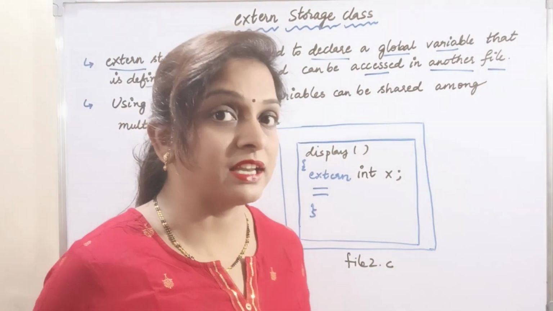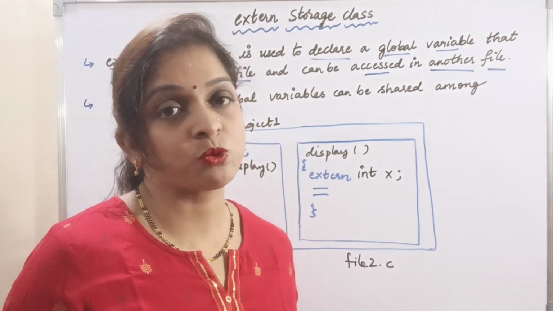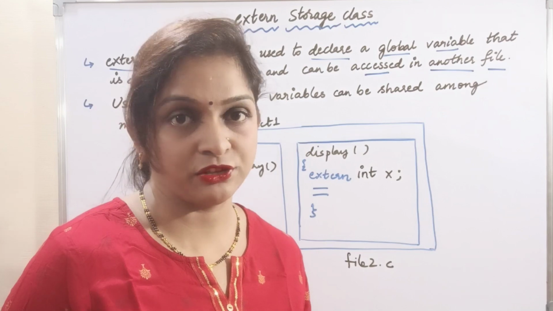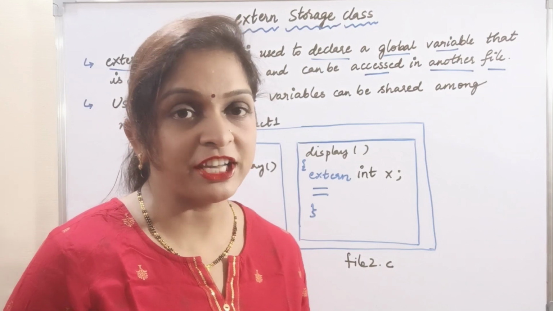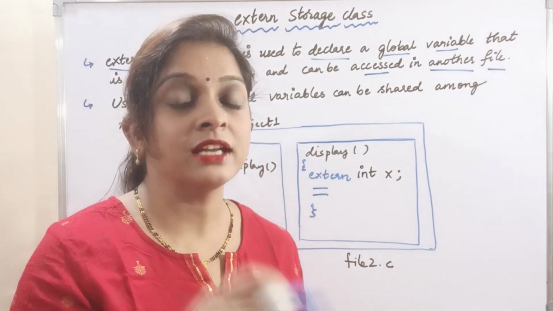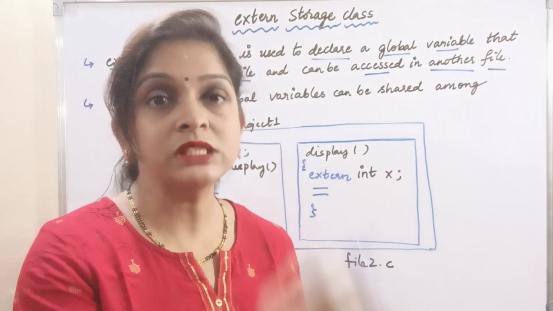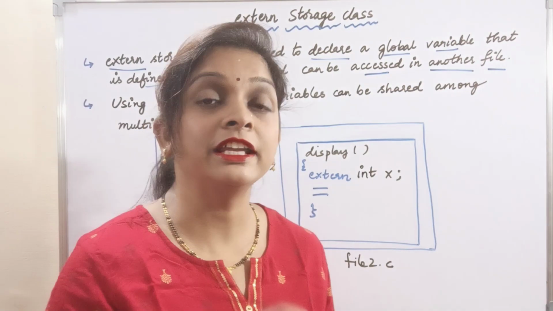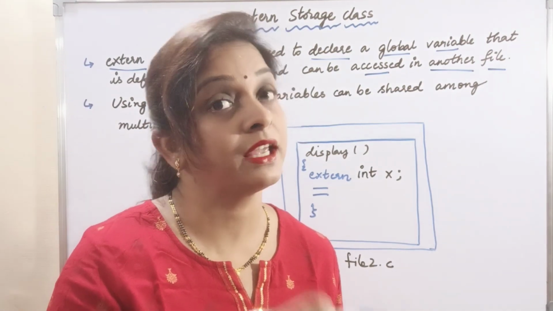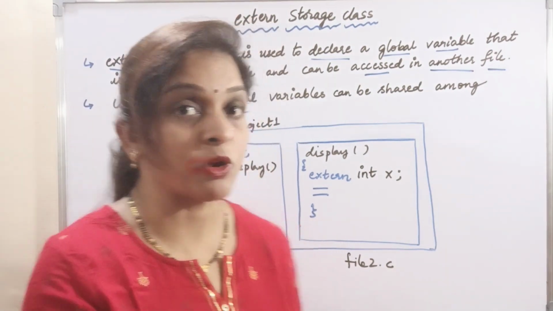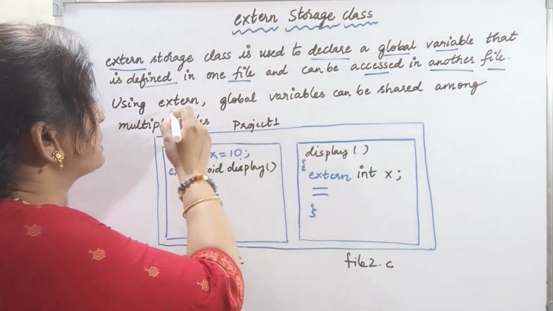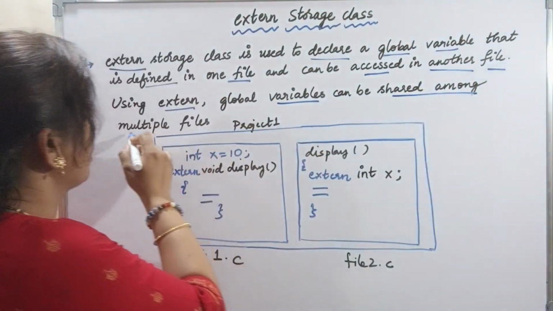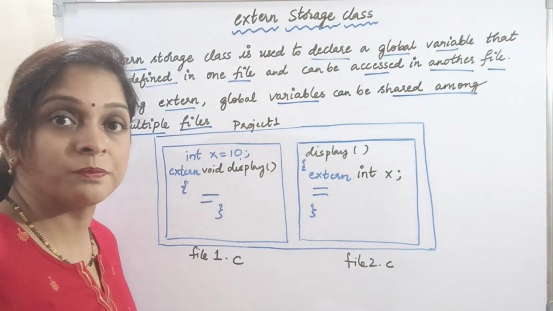So we know what the linking phase is. In the linking phase, what happens? All the multiple files will be combined together, and it is the responsibility of the linking phase to make the global data available in another file, and that is possible with extern. So using extern, global variables can be shared among multiple files.